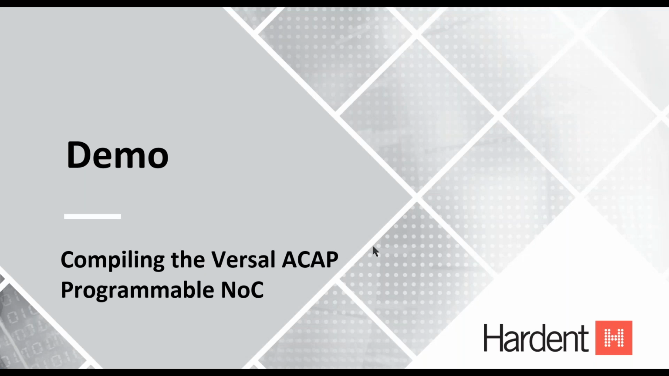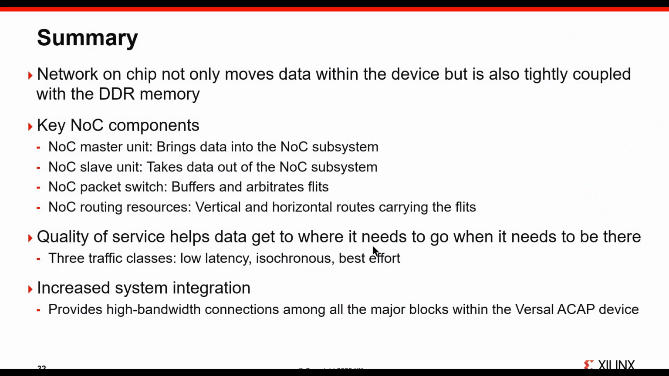So again, that's the demo. If we look at what we've been talking about over the last 50 minutes, we've been looking at what the network on a chip is. It not only moves the data within the device, but it's also very tightly coupled to the DDR memory, at the rates we're doing today, superior to 4 gigabits per second per IO. It's very important that you're not a bottleneck internal to the FPGA. So the NoC helps get us there for sure.